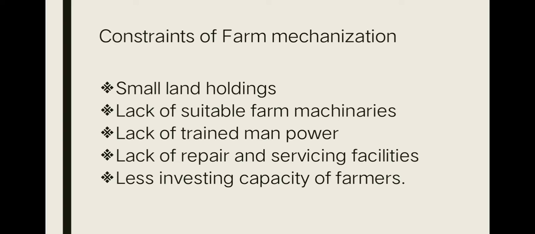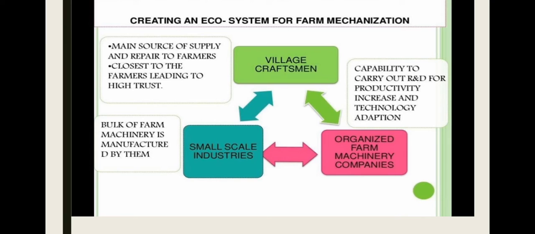Lack of trained manpower, yes, this is also one of the reasons. Lack of repair and servicing facilities, less investing capacity of the farmers. Yes, small or poor farmers don't invest too much in farm mechanization. So this is the ecosystem that farm mechanization needs.